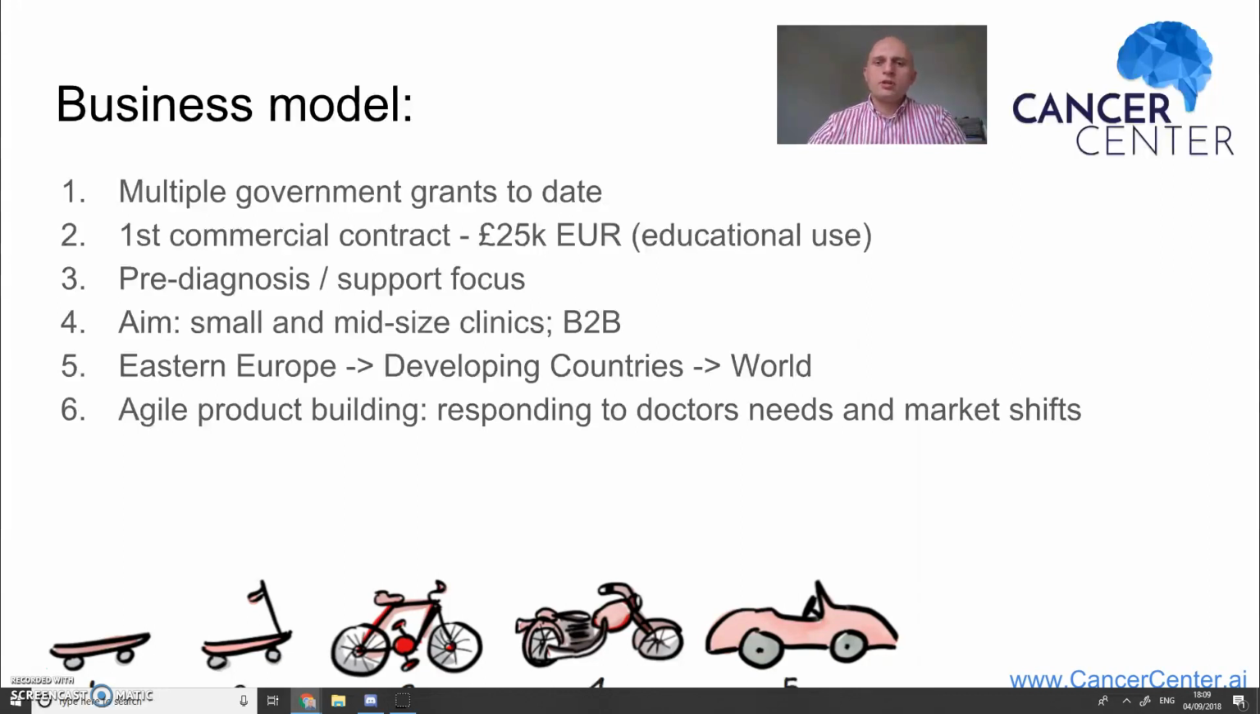Therefore, we're pitching this not as replacing doctors, but supporting their work by providing a useful tool that makes pre-diagnosis in the background. We aim to work first with small and mid-sized clinics because they are more frugal and the decision-making process is faster once they see the benefits.